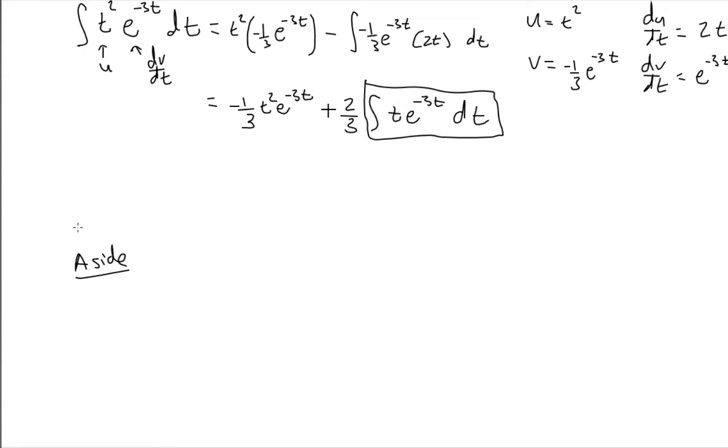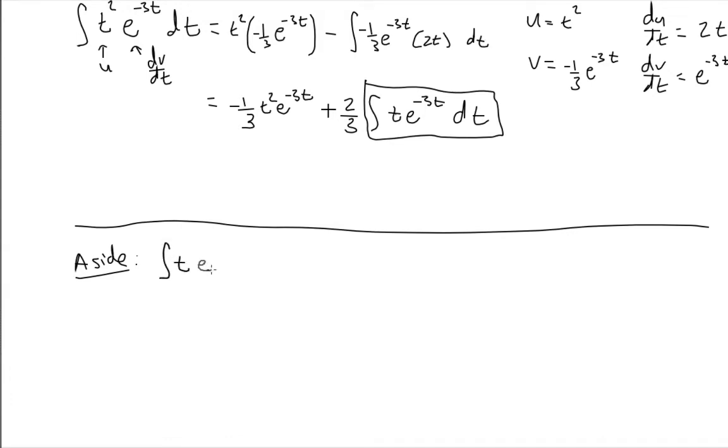Maybe draw a line here. I'm just going to do this calculation off to the side. Somewhere else I'm going to calculate just what this thing in the box is. Who cares where it came from? Let's just pretend we're starting a fresh new problem: the integral of t e to the negative 3t dt.